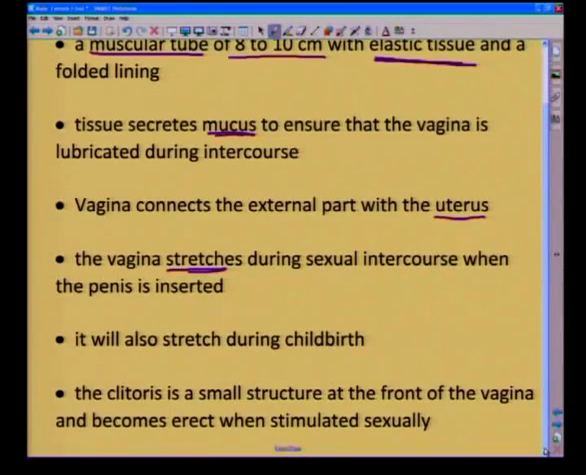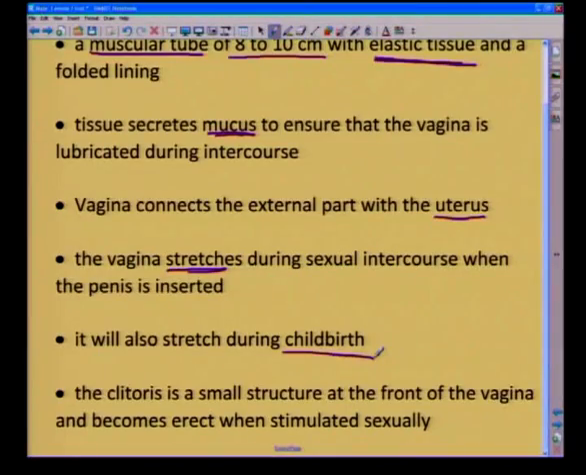So the next pregnancy, if she tears again, she won't tear on that scar tissue, she will tear next to it. Remember, wherever you have scar tissue, it's almost super reinforcing. That causes other issues, but we'll get to that when we do the childbirth section. So the vagina stretches during sexual intercourse and also during childbirth, because the vagina forms part of the birth canal. The baby has to come through that.